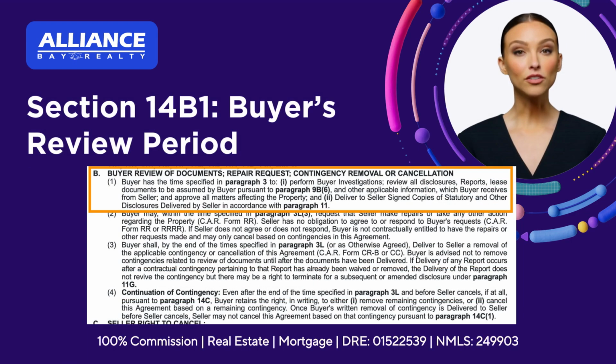Section 14B, Buyer Review, Repair Requests, and Contingency Removal. Section 14B1, Buyer's Review Period. Within the time specified in Section 3, or as written elsewhere, buyer must 1. Complete buyer investigations. 2. Review all reports, disclosures, and information delivered by seller, including those buyer must assume per 9B 6. 3. Sign and return statutory and other disclosures that require buyer's signature in accordance with Section 11.